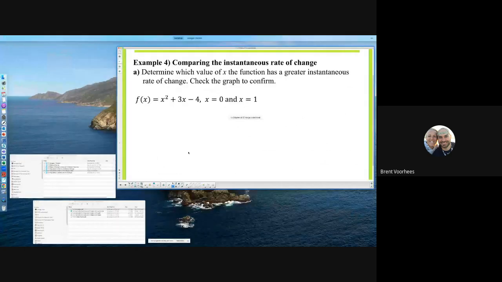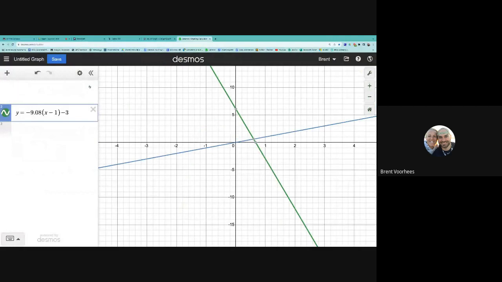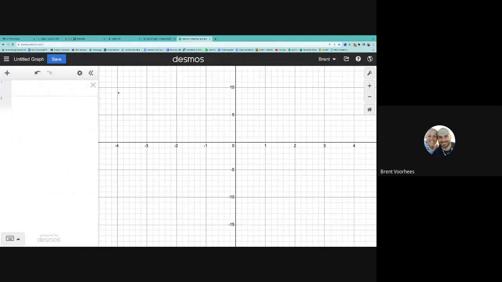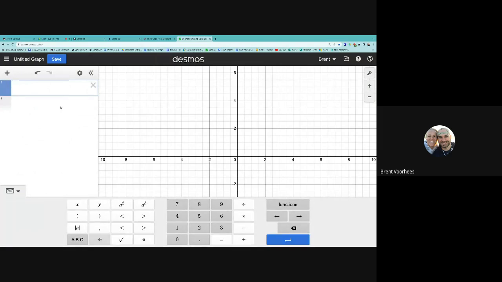let's graph the equation. So go back to your calculator, clear everything out. So home screen, new document. Choose not to save. Go add a graph. You should see f1 of x. What's our equation this time? x squared plus 3x minus 4.